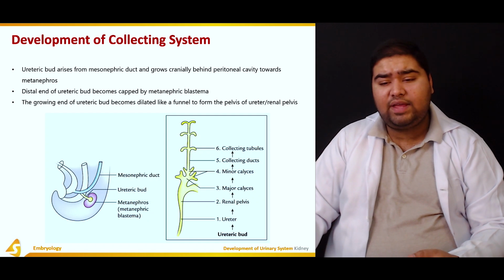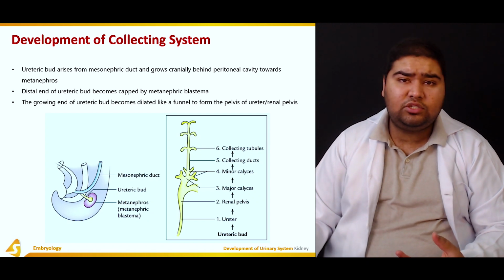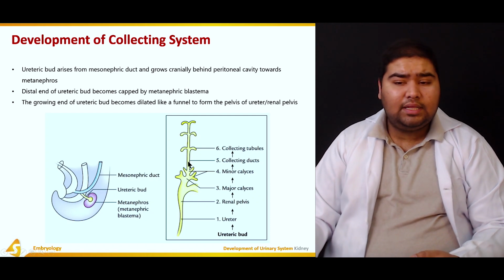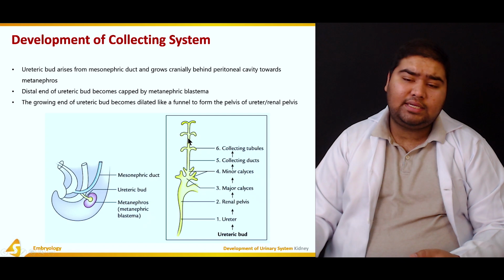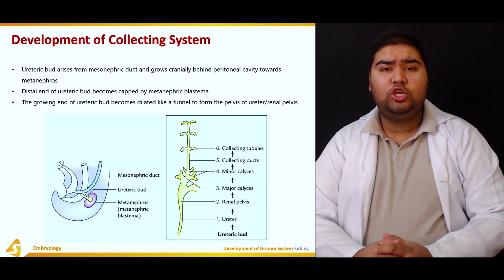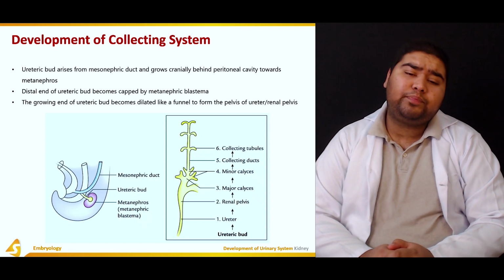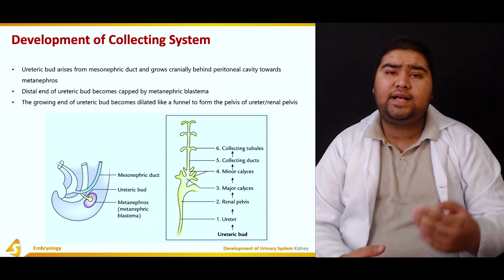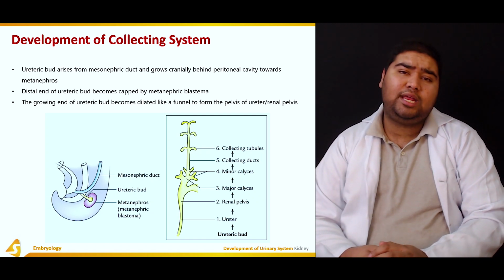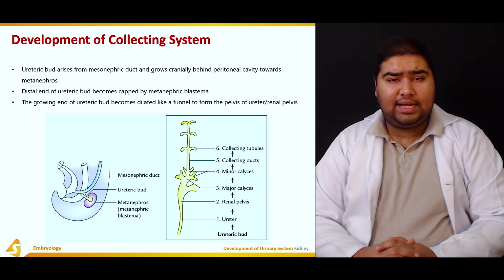From the major calyces, we have the minor calyces. The minor calyces are the second divisions of the renal pelvis. From the minor calyces, we have the collecting ducts. These are the collecting ducts, and from the collecting ducts, collecting tubules are formed. So further generations are formed from the ureteric bud. Initially the ureteric bud, which arises from this mesonephric duct, was covered by metanephric blastema. This metanephric blastema helped the ureteric bud to undergo further subdivisions to form the adult collecting system.